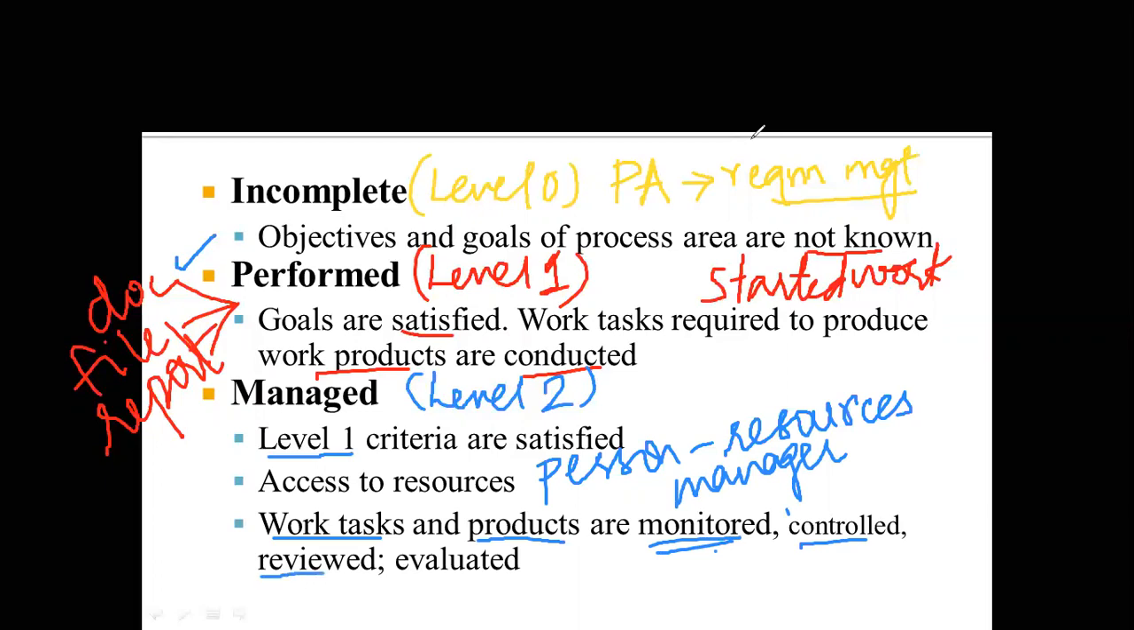Then they are reviewed. After you have done everything, the manager is again going to check. He's going to monitor that everything is done, and when you have done it, he's going to review what you have done. Then the last part is evaluation. This evaluation is done for adherence to the process description. That is, whatever process was described by the end user, whether or not you're producing the same thing will be checked within the managed phase. So these are the 3 levels.